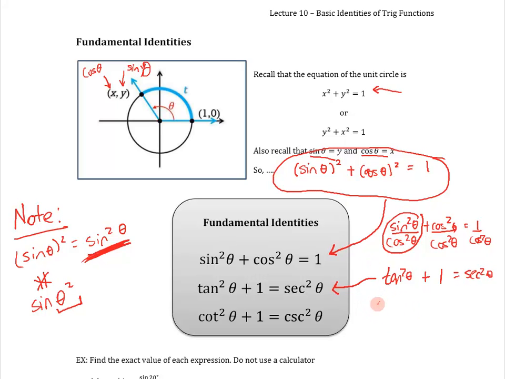You can also take the original one, sine squared of theta plus cosine squared of theta equals 1, and divide everything by, instead of cosine, divide everything by sine squared. Sine squared over sine squared is 1. Cosine squared over sine squared is cotangent squared. And 1 over sine squared is cosecant squared. Just rearrange the left-hand side, you've got that fundamental identity right there.